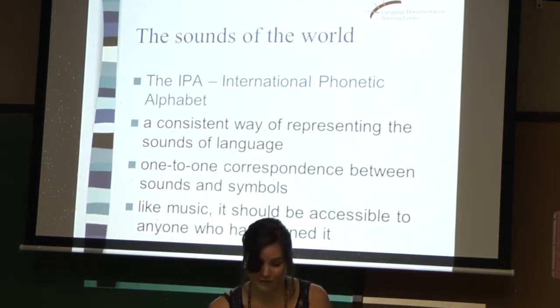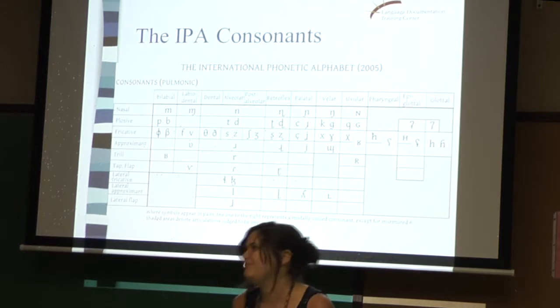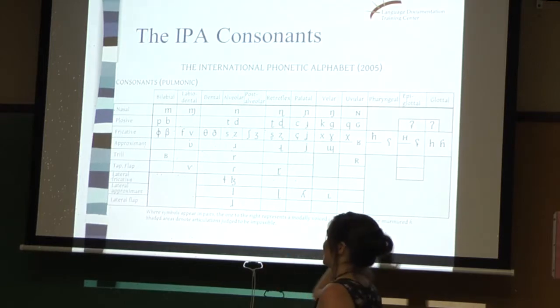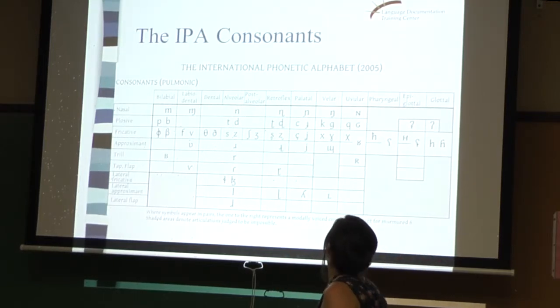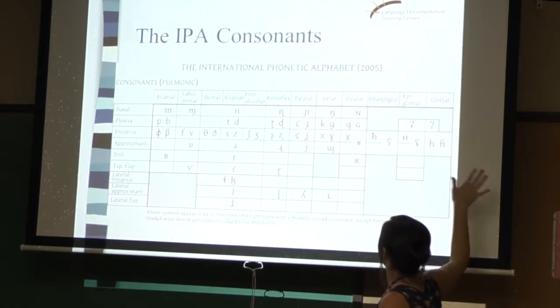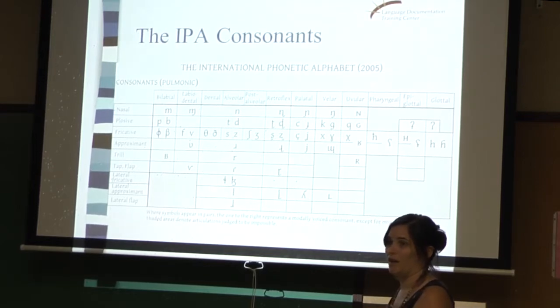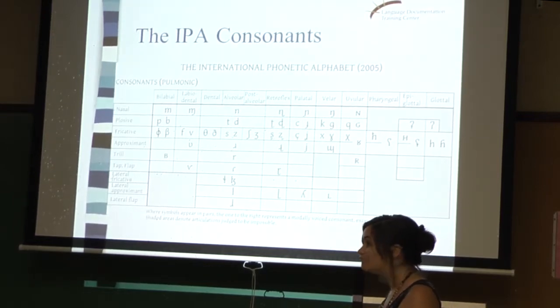Okay, these are the advantages. The disadvantages, that's kind of a big learning curve. It's huge, this IPA chart. So here are just the consonants of the world's languages. That's a lot. The grayed out areas are things that are physically impossible. The white spaces are things that are not attested in any of the world's languages, and everything else is in there somewhere.